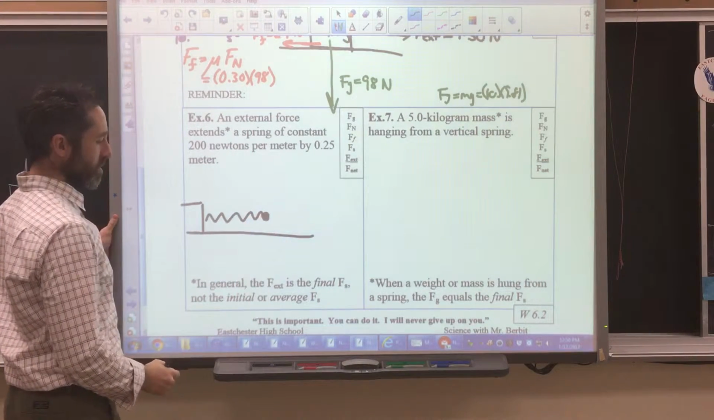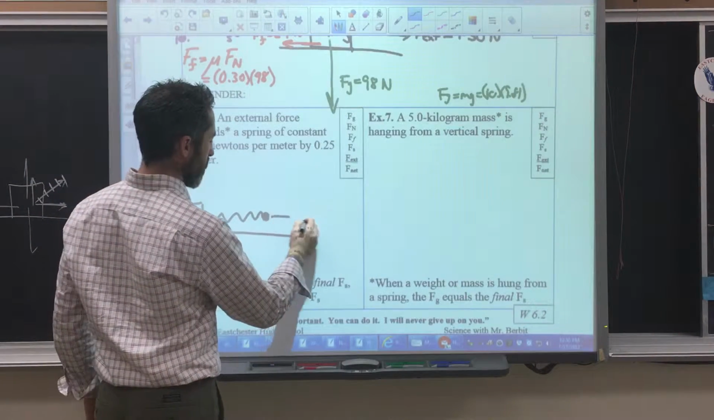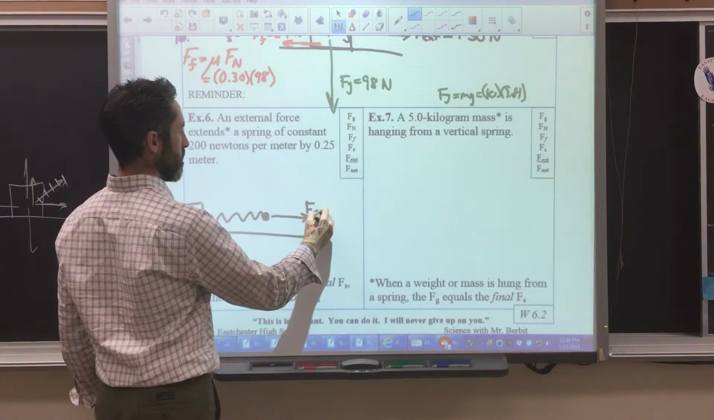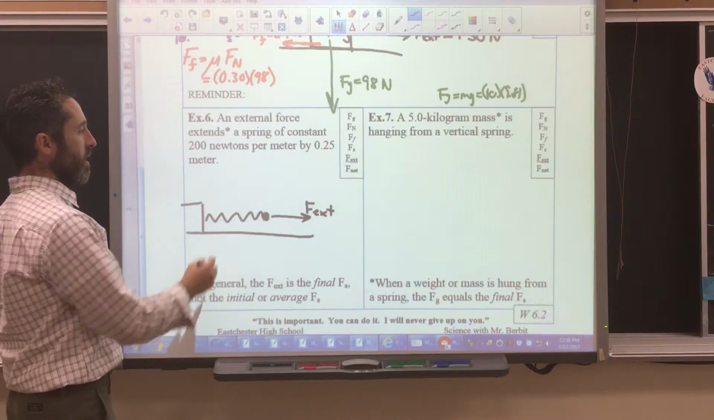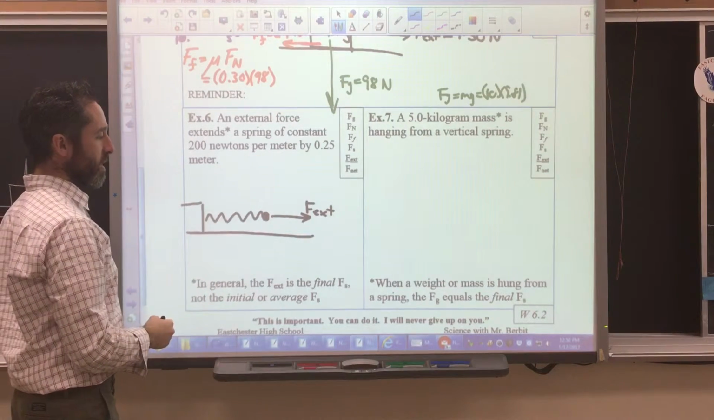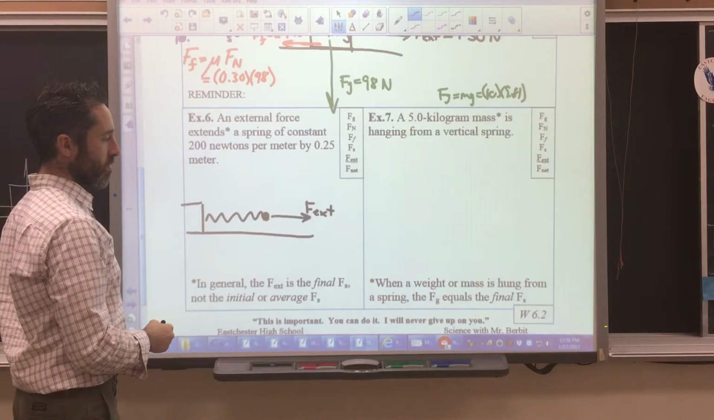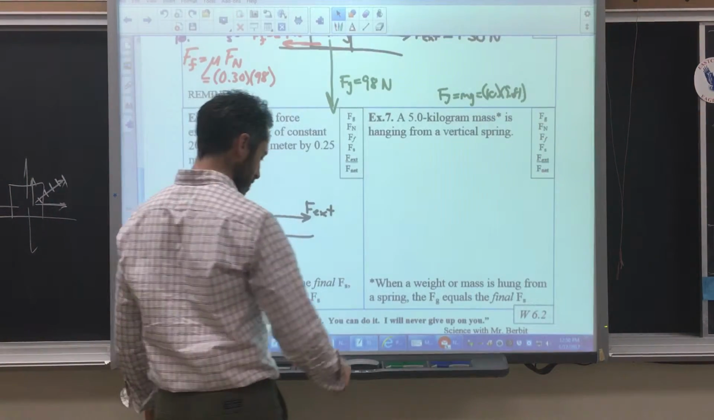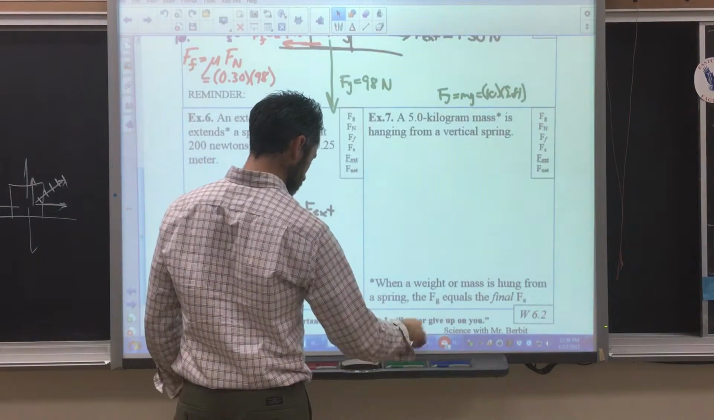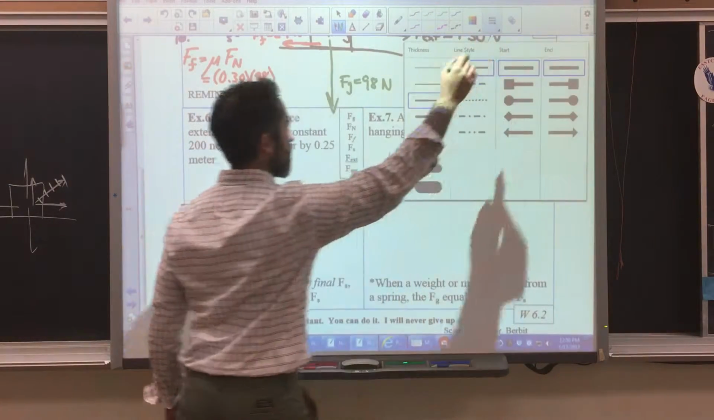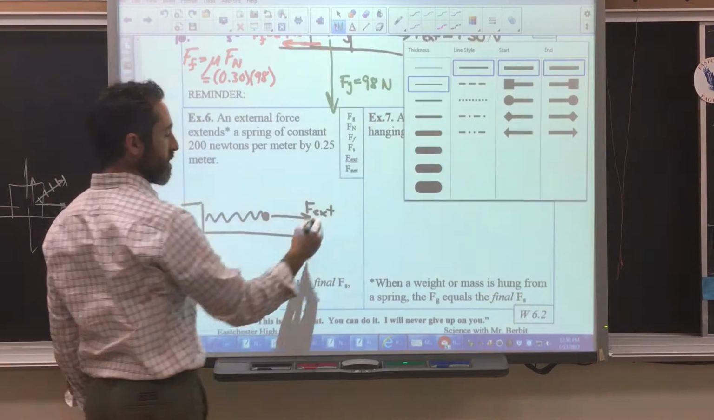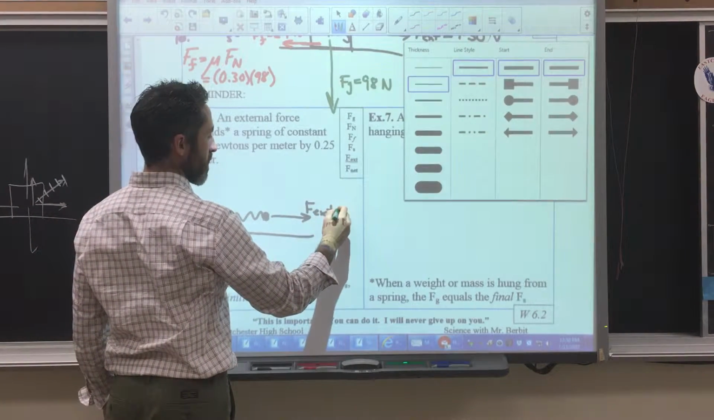An external force extends the spring. So here's our external force. They told you the spring constant, okay? And they told you the amount that it was extended. So that external force actually is, let's use orange, the force on the spring.